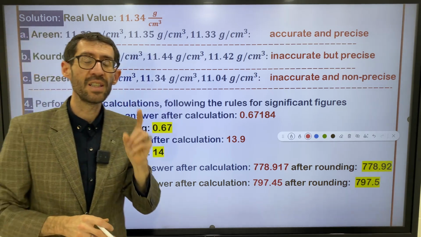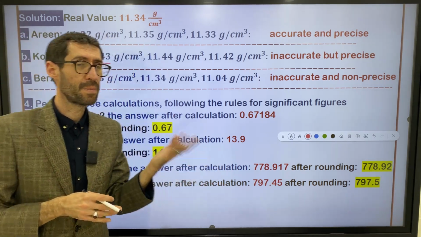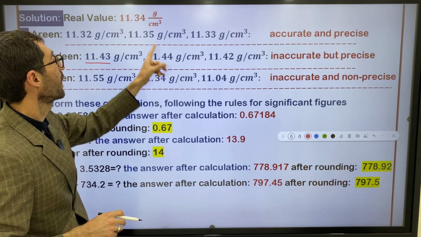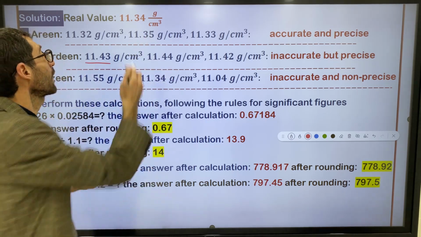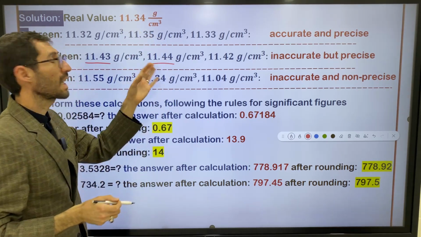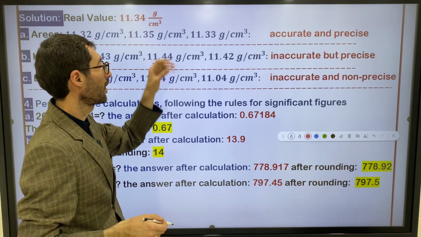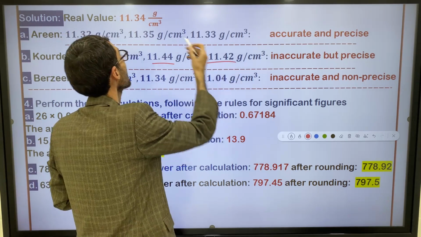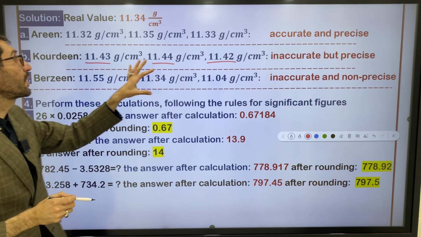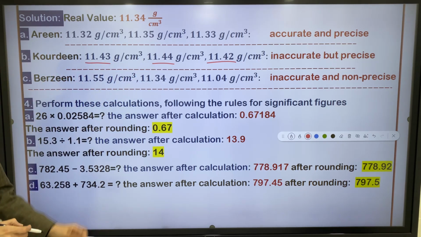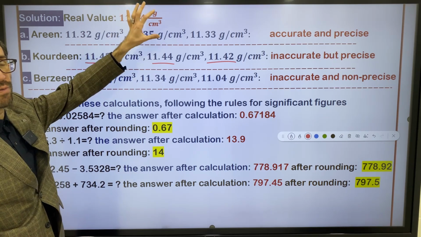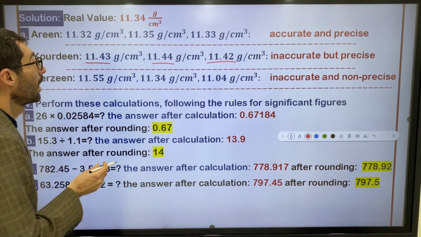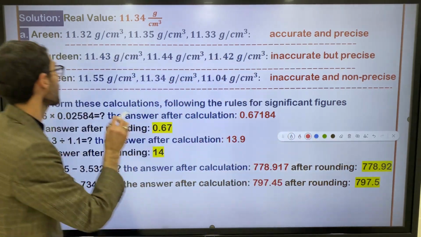But by one reading, you cannot decide whether the reading is accurate or not. The second one, 11.44. It's very far from the 11.34. It's 10 points different from one another. 11.42 versus 11.34. So all of the readings of Cordine are away from the true value. That's why the readings are inaccurate.